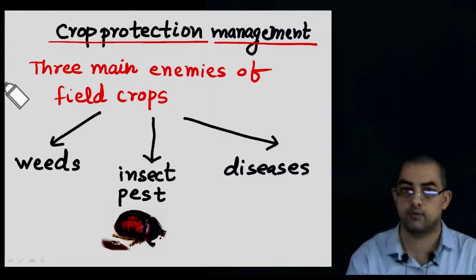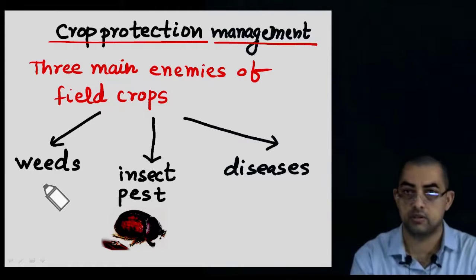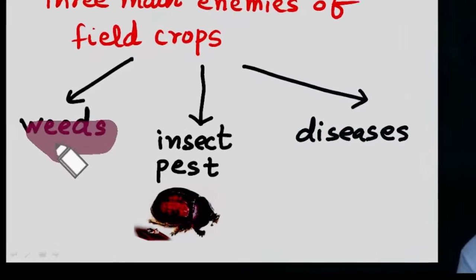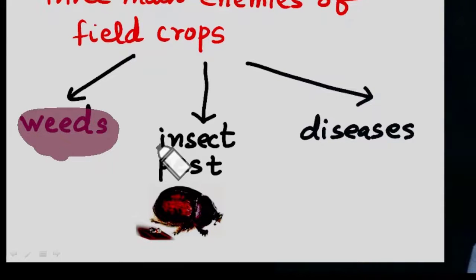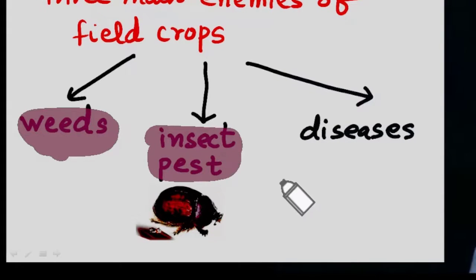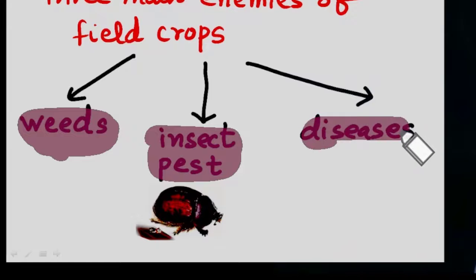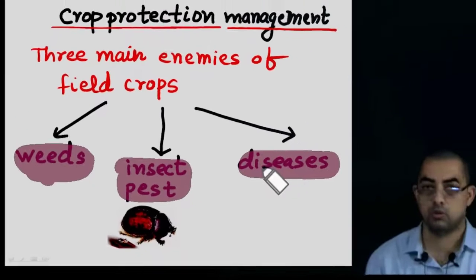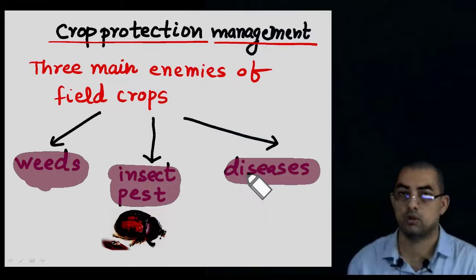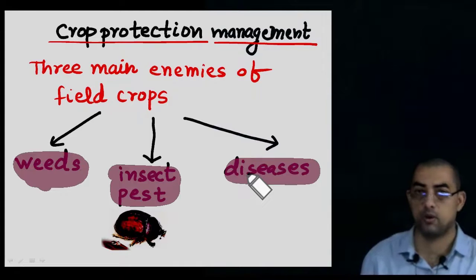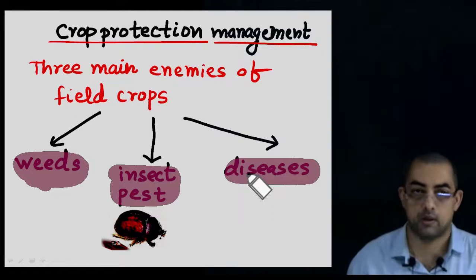Those are, the first one is the weeds. Okay, ये हमारे सबसे बड़े दुश्मन होते हैं weeds. उसके बाद the next one is insect pests and the third one is the diseases which they get affected by. So these are the three areas or the three main enemies of our crop field. We are going to learn about them one by one now. Let's move on to the first one.